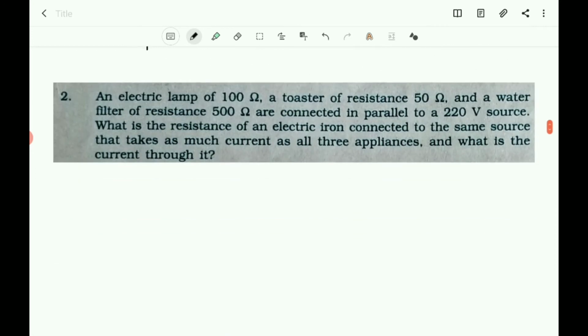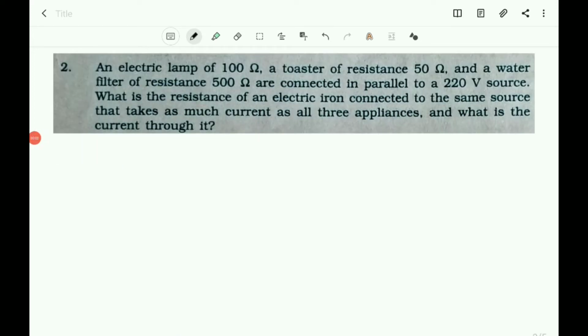Now let us take the second question. An electric lamp of 100 ohm, a toaster of resistance 50 ohm and a water filter of resistance 500 ohm are connected in parallel to a 220 V source. What is the resistance of an electric iron connected to the same source that takes as much current as all three appliances, and what is the current through it?